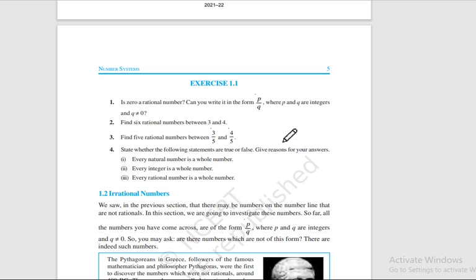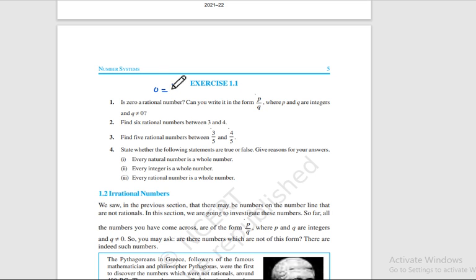Now let us go to exercises. There are 4 questions, and they are extremely easy questions and interesting also. Let us enjoy them. Even if they are hard, we will enjoy them. Okay, so question number 1: is 0 a rational number? Is 0 a rational number?